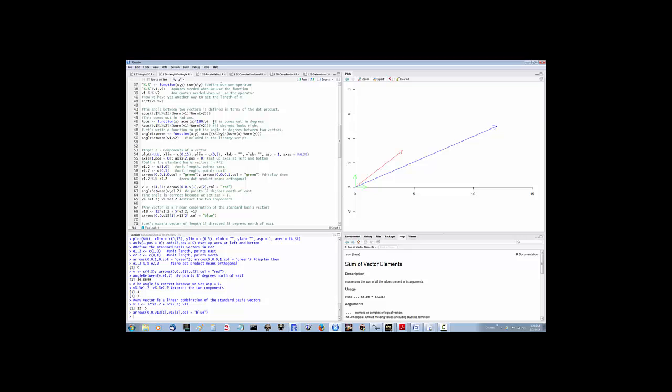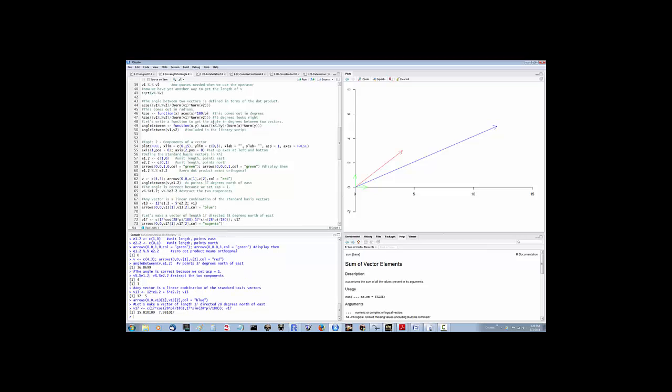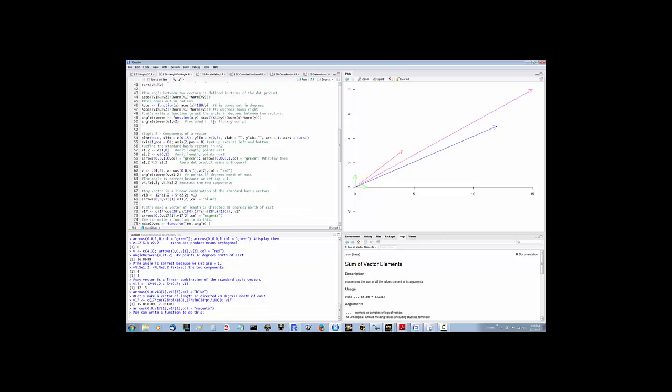Or I can start with length and angle and just evaluate the sine and cosine of my angle in order to get the two components. Notice in this case, if I use the built-in cosine and sine functions, I have to convert my angles from degrees to radians. But I'm going to fix that in our little Math 23 library by defining cosine and sine functions with capital C and capital S that accept angles in degrees instead of in radians. So there's my third vector plotted.